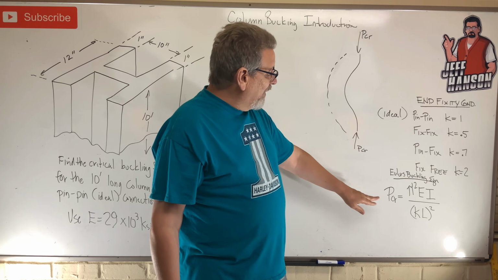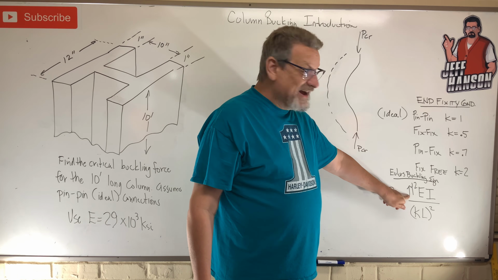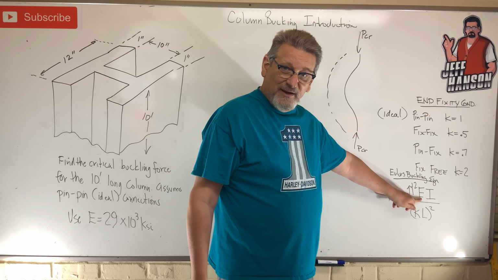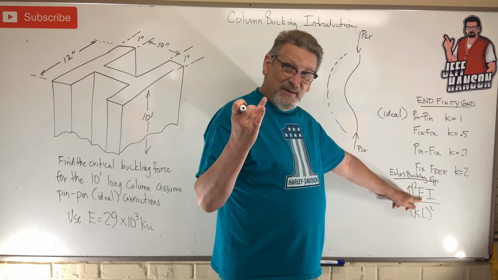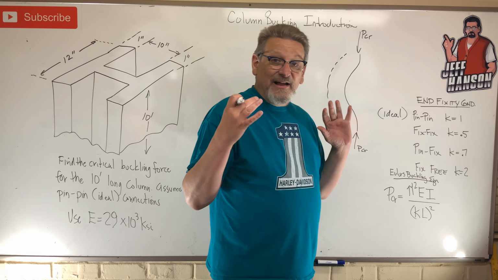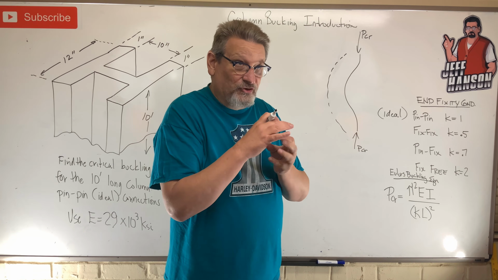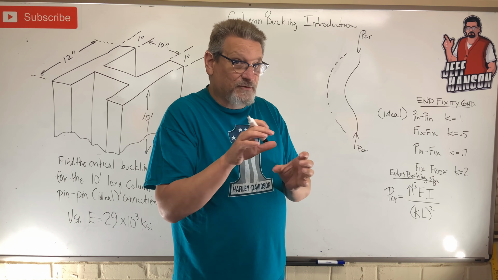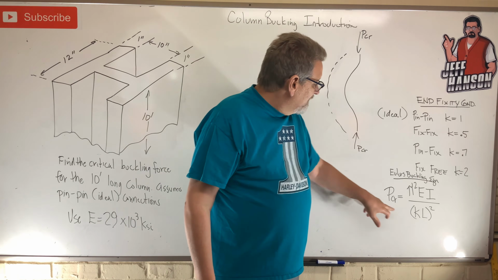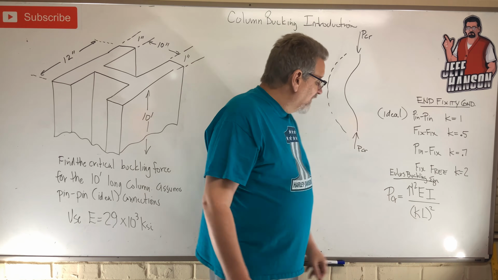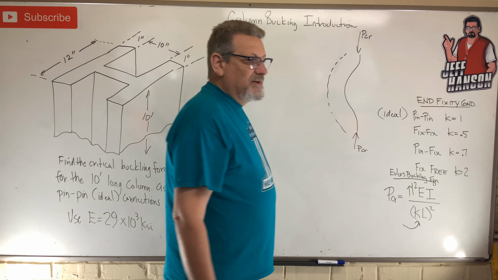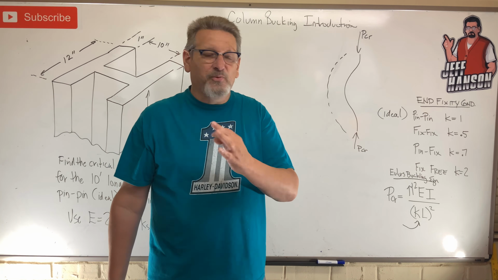This is the buckling equation. P critical equals pi squared E, that's modulus of elasticity, right? That tells us about the bendiness of the material, times I, the area moment of inertia. That tells us about the geometric properties of the cross-section. Is it a diving board or is it an I-beam, right? And then down here on the bottom, this is where I see most of the mistakes made, is right there with that K value. That K is inside the parentheses.